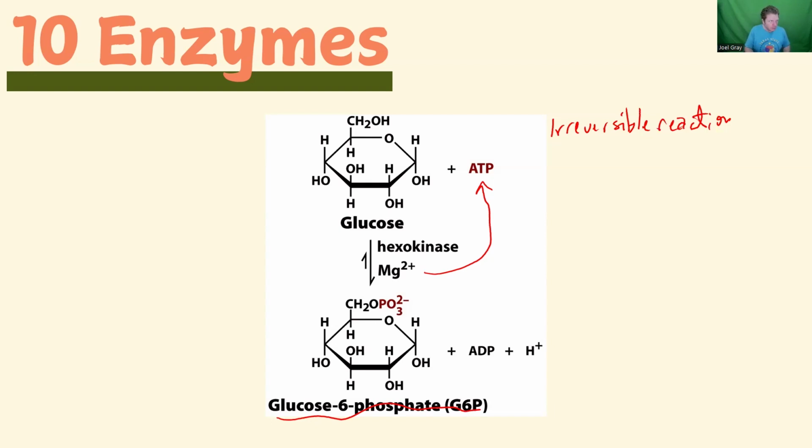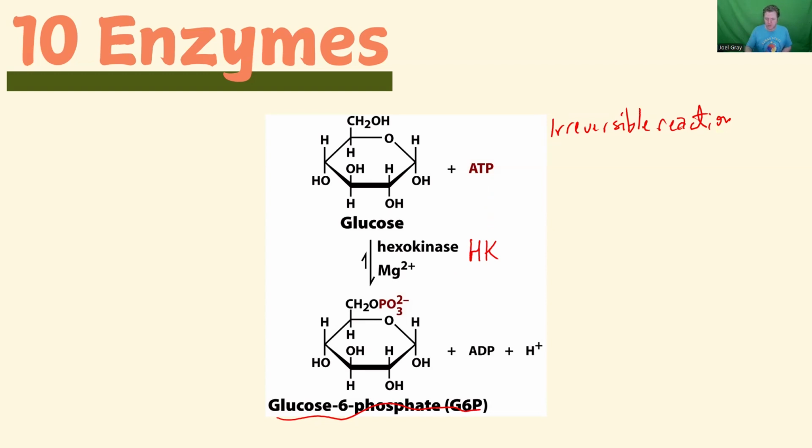Now, there's some terminology that I want you to be comfortable with that I will go through in just a little while, but we've got HK or hexokinase that is going to transfer a phosphate group from ATP onto glucose to make glucose 6-phosphate.